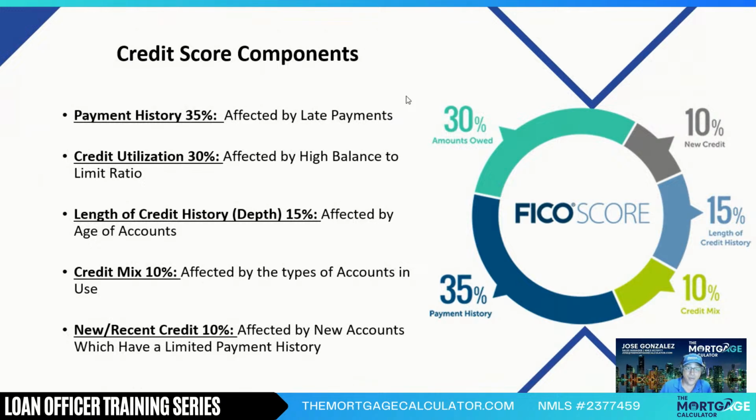So if you've got some new accounts, you're going to see a drop in the credit for at least 3, 4, 5, 6 months until there is enough of a payment history established so that the score can go back up. So again, payment history 35%, credit utilization 30%, length of credit history 15%, credit mix 10%, new and recent credit 10%.